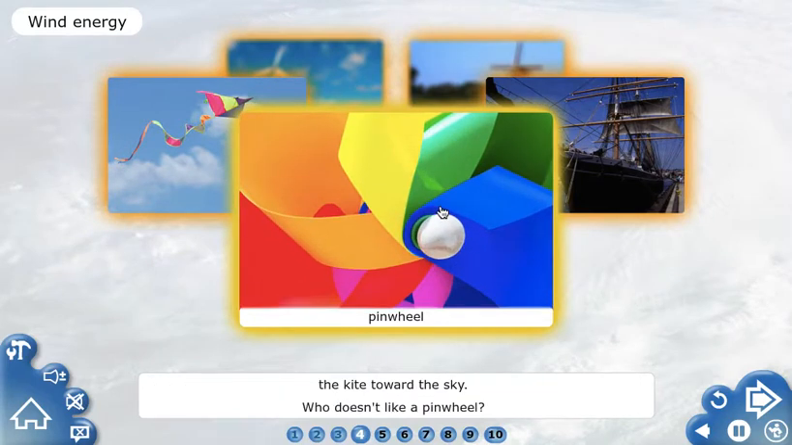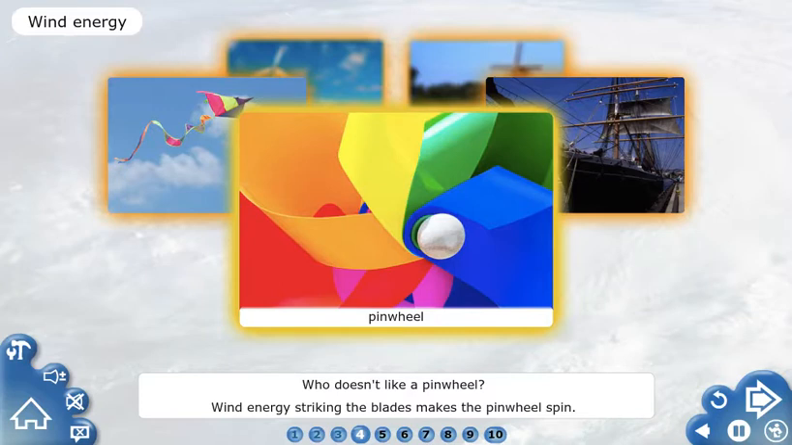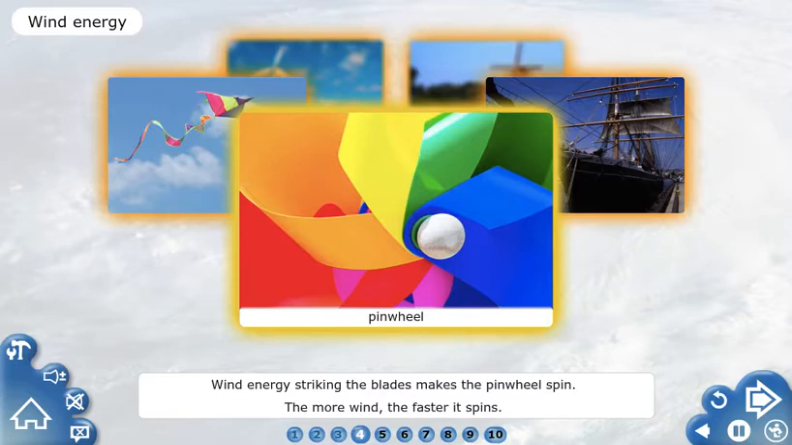Who doesn't like a pinwheel? Wind energy striking the blades makes the pinwheel spin. The more wind, the faster it spins.